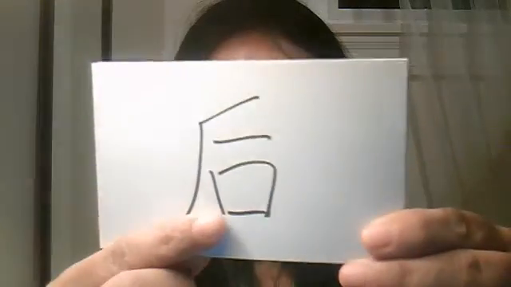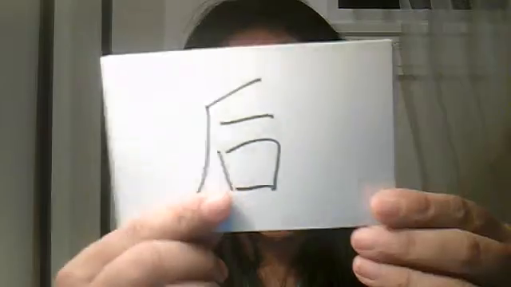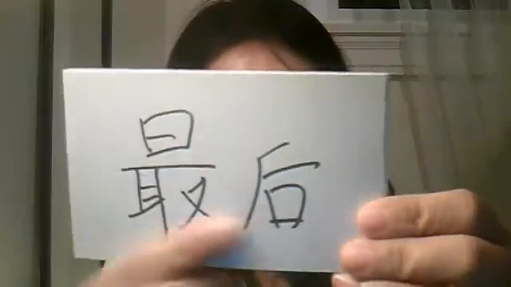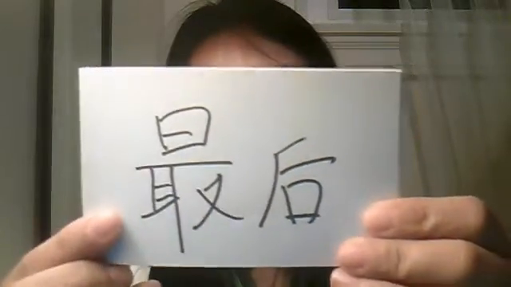后 is the opposite of 前. It means after or it can mean behind. So 最后, 最 means most, after, so it means last. So, oh, is anyone behind you? No, 我是最后, I'm the last one.